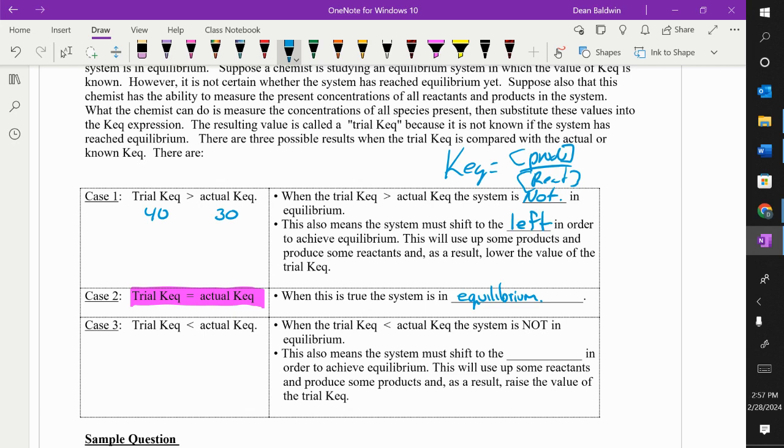What is trial? So you throw a bunch of stuff into a flask, and then you can measure the concentrations of those things. It's like an experiment. Yeah, you actually did it. If you did this, yeah. So it's like the theoretical value versus the actual value. Okay. So if the trial KEQ is less than the actual KEQ, you know you're not in equilibrium, that's clear. And since you have a number that is smaller, so say 30 to 40, if you want to increase the KEQ, that means you want to increase the numerator in the KEQ expression, the product, which means you're going to shift the equilibrium to the right.